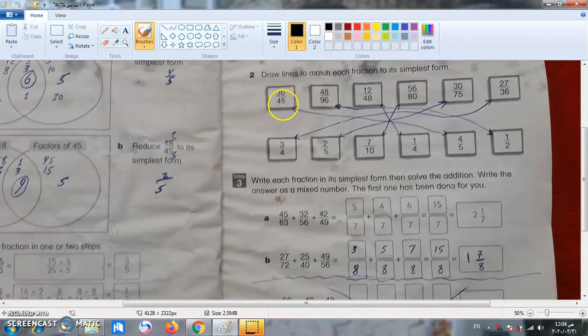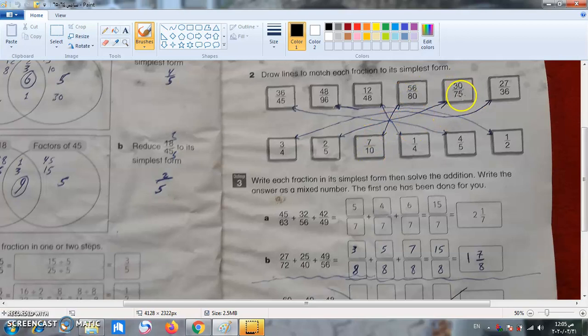36 over 45, if you go, you will find, as I mentioned here to save time, 4 over 5. 48 over 96, if we divide by 48, it will be 1 over 2. 12 over 48, if we divide also by 12, we will find 1 over 4. And here, 56 over 80. If we divide by 8, it will be 7 over 10.